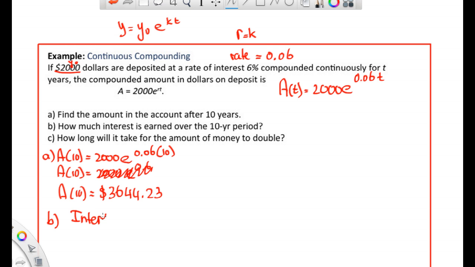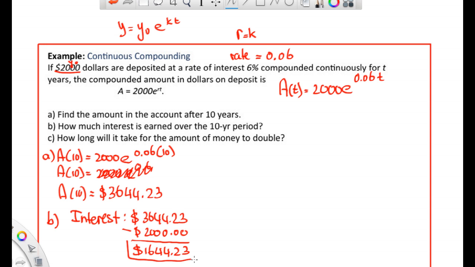Well, the interest is the difference between what you started with and what you have over here. So if we ended up with $3,644.23, then if you take away the original amount, that is the amount of interest that we earned. So that would be $1,644.23. So that is the interest.